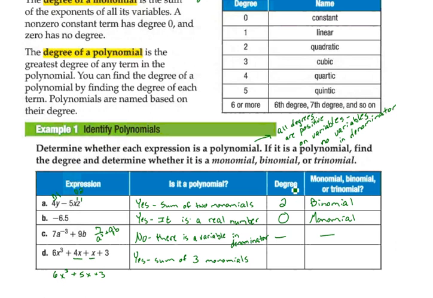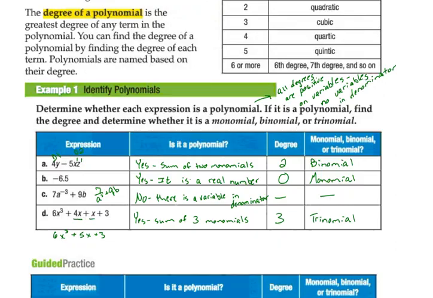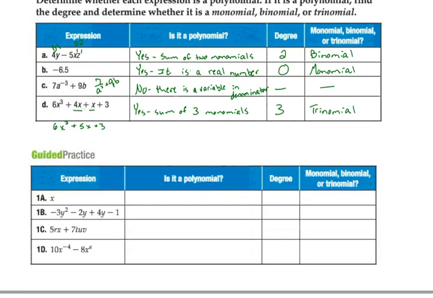What's the degree of this? Let's look for the highest degree. We have a degree of 0, degree of 1, degree of 3. So 3 trumps the other two. This is a degree of 3. But then what is this? Is this a monomial, binomial, or trinomial? We have 3 terms. 3 means tri. Okay, many different new vocab words. So go ahead and try that with this guided practice, making sure that it passed all of the tests, understanding the difference between the degree and then what type of polynomial it is.